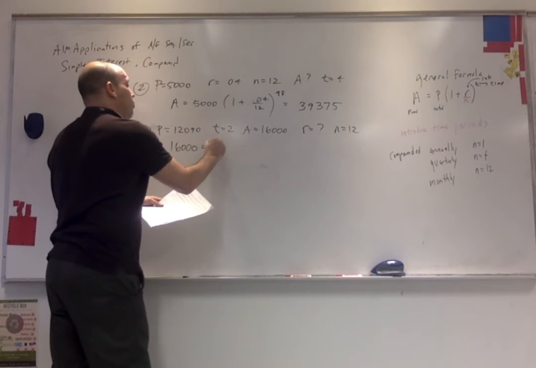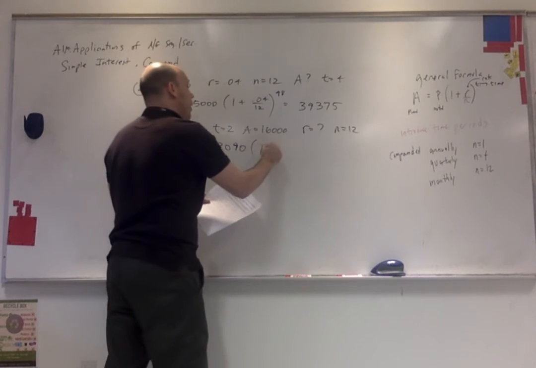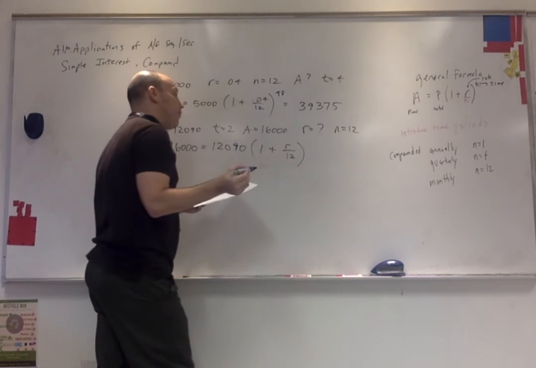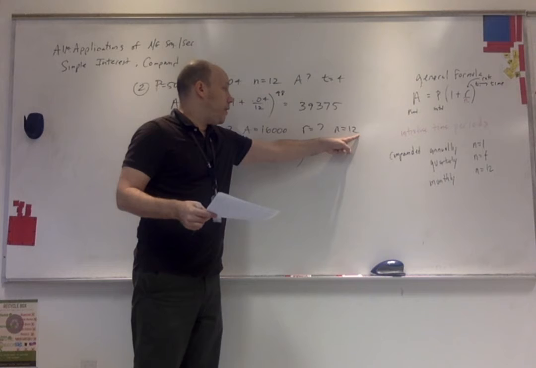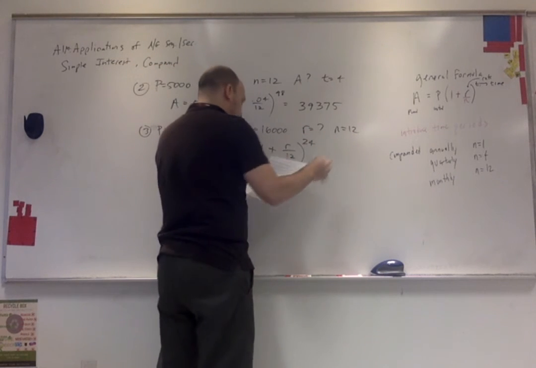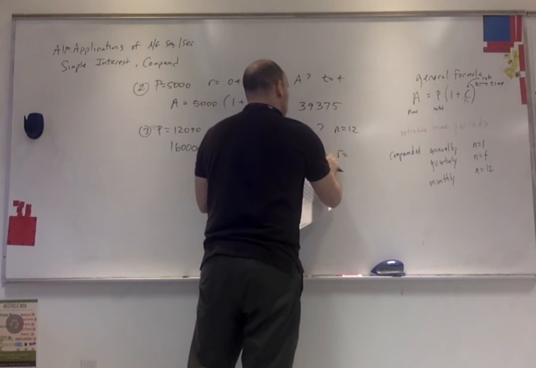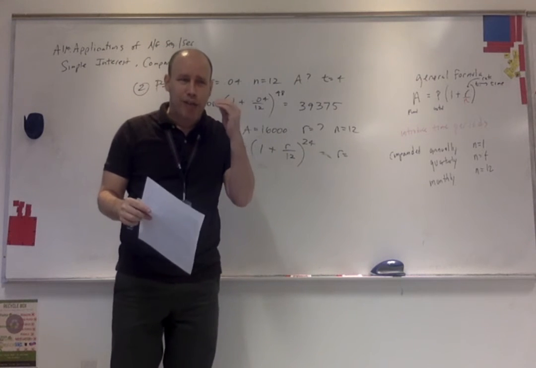16,000 is equal to 12,090, open parentheses, 1 plus R over 12, raised to, once again, we're doing something 12 times a year over 2 years, 24. Final answer, R equals, we're looking for the rate. So just make sure you know what answer you're looking for.